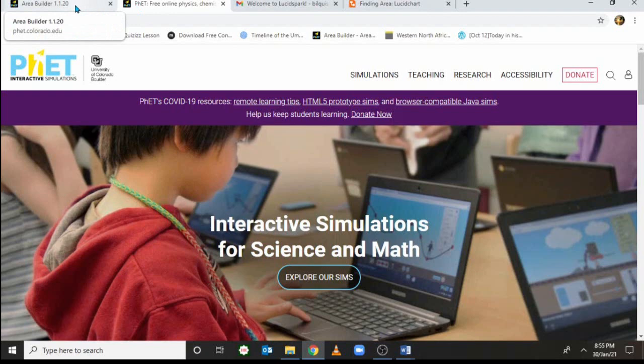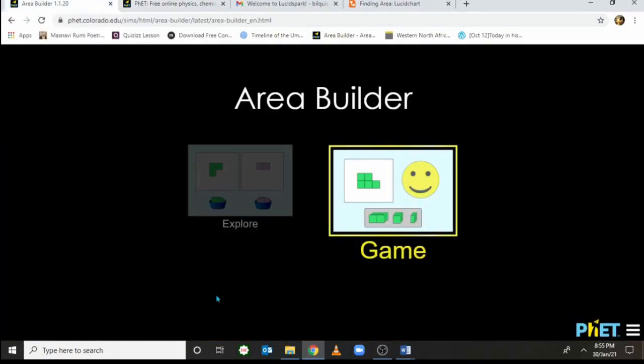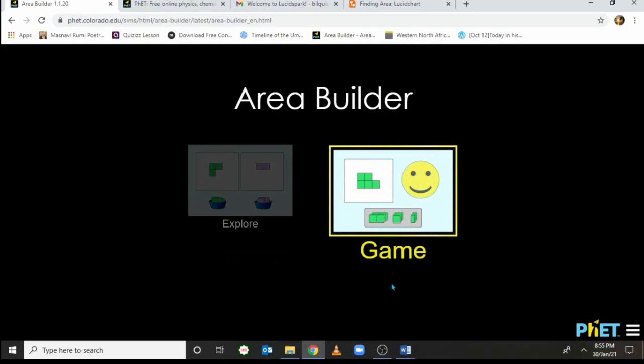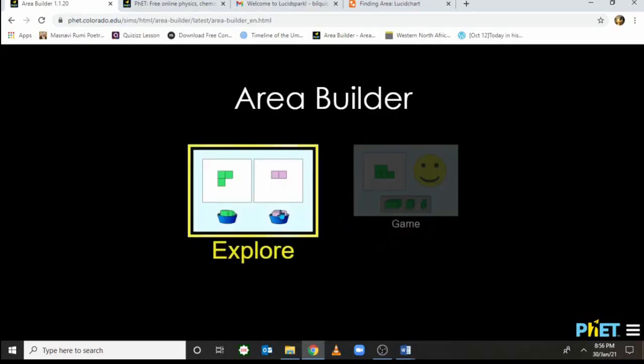It's the PhET simulation. I have used it in my classrooms and I found it very useful for exploring, for playing games, and to clear any misconceptions. Students are very comfortable playing it. So in this I have opted for the area builder, and I have two options here. One is to explore, where students can explore, and another one is the game. This game can be played in groups or individually.